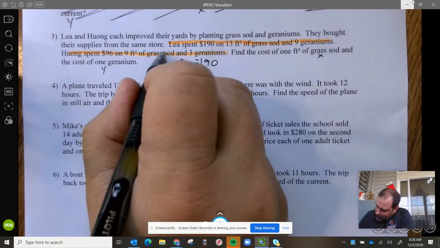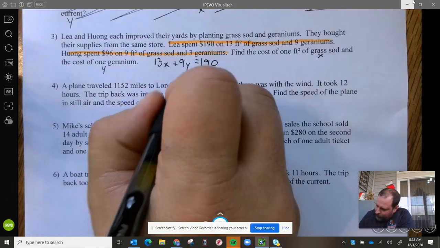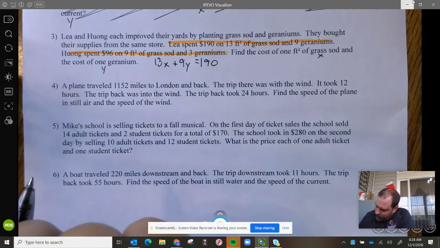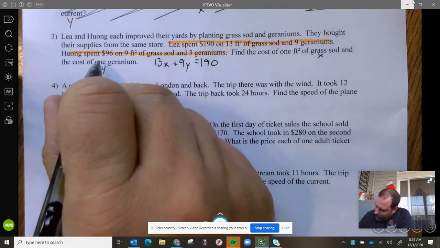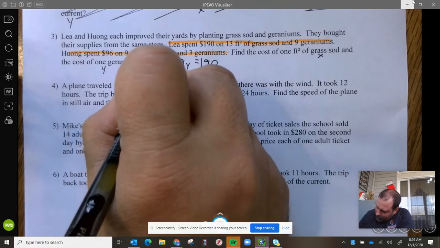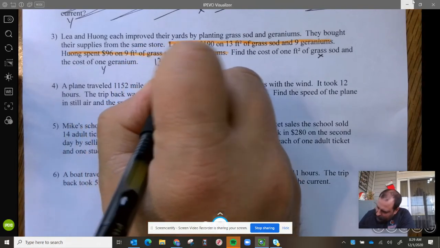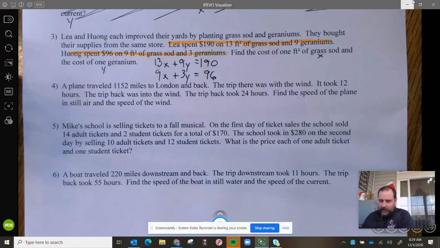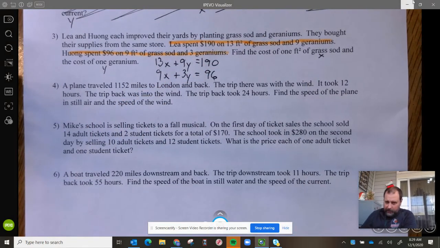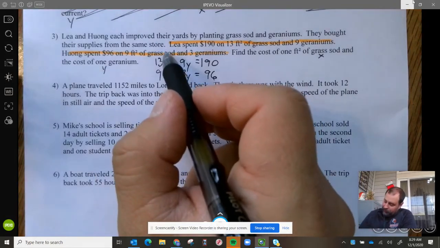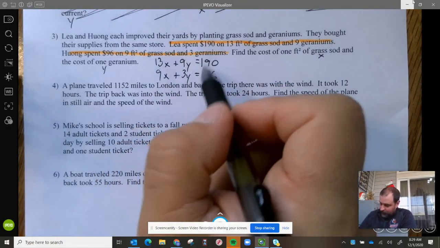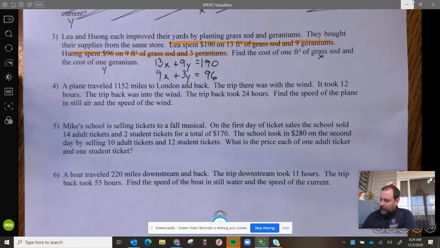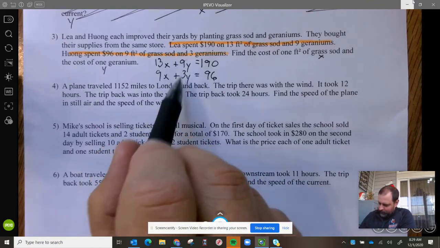Okay, so we have sod is one column, geraniums is another, cost is the third. Then we have Wong spent, he bought 9 square feet of grass plus 3 geraniums, and that cost $96. Okay, so the keys are finding the x, the y, equal sign, constant. What are those columns going to be? Now I can decide what I'm getting rid of. So I'm going to get rid of the y's.